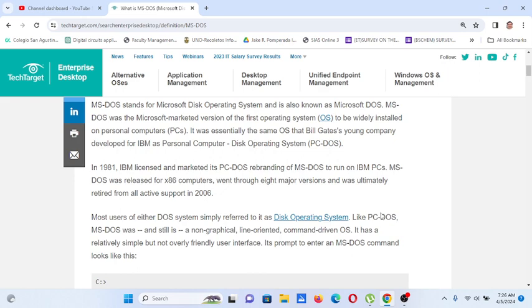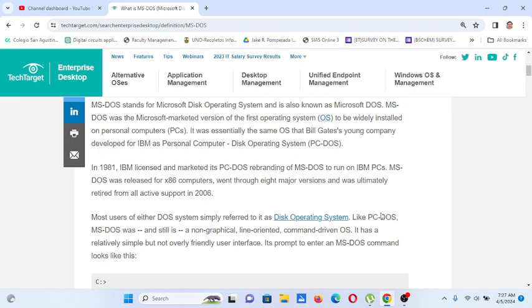MS-DOS was released for 8x86 computers, went through 8 major versions, and was ultimately retired from all active support in 2006. Most users referred to the DOS system simply as disk operating system. Like PC-DOS, MS-DOS was and still is a non-graphical, line-oriented command line OS. It has a relatively simple but not overly friendly user interface.